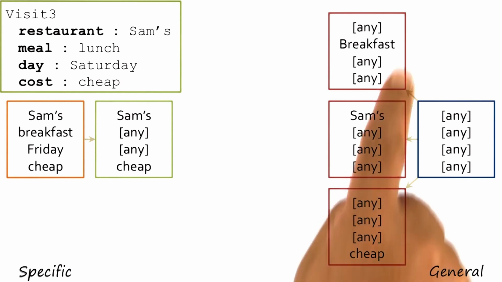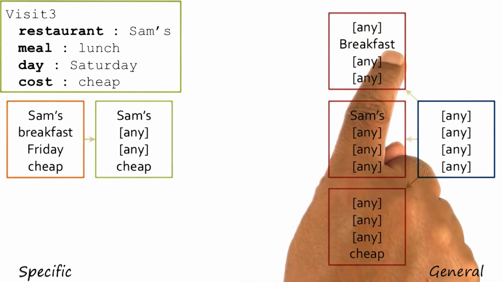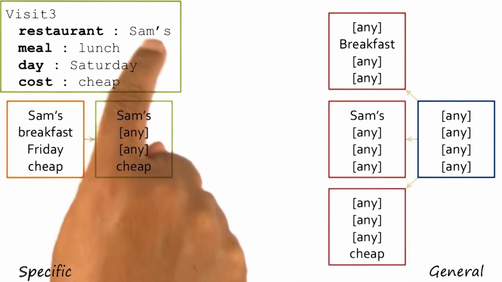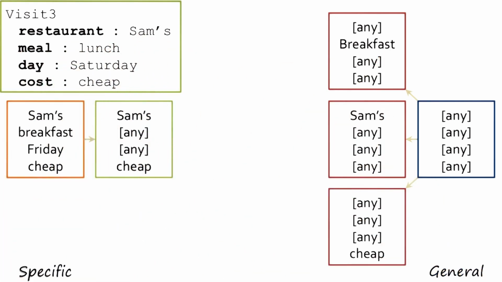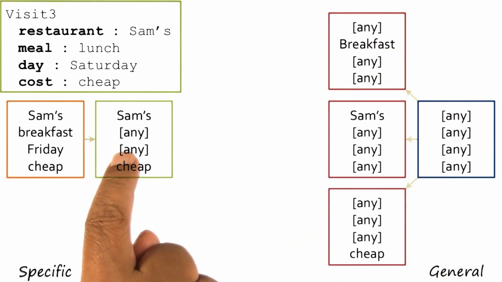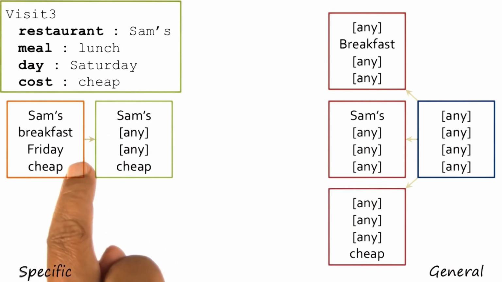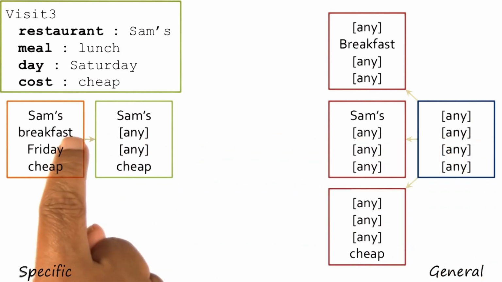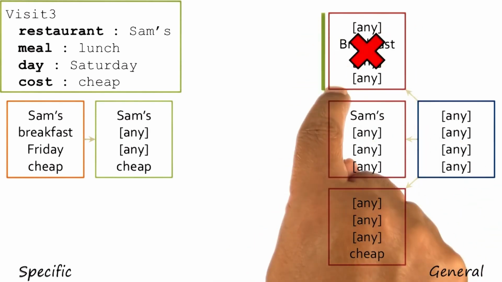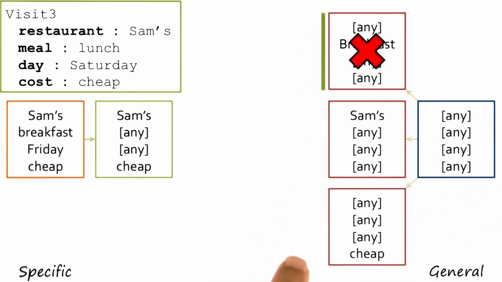Put another way, there is no way that this breakfast here can cover this positive example which deals with lunch. Put yet another way, the only way I can move from breakfast to any here would be if I generalize. But in this direction, I can only specialize. Therefore, this must be pruned out. As we prune this first concept out, we're left with only 2.